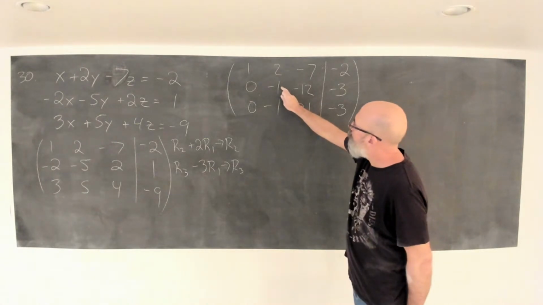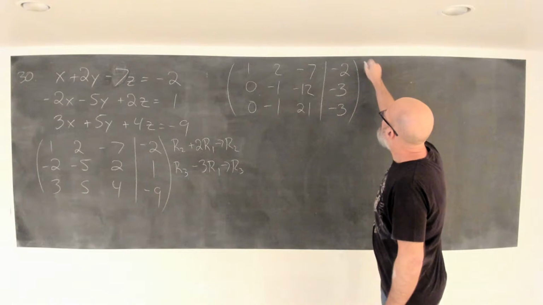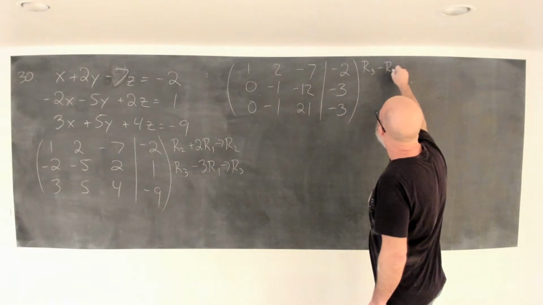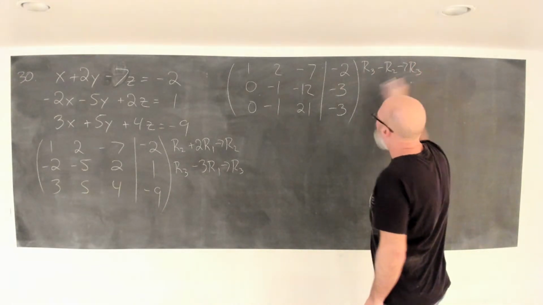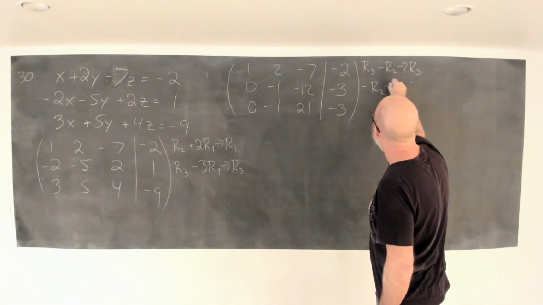Let me use this minus 1 to get rid of that minus 1, by saying row 3 minus row 2 for row 3. And then maybe changing that to a positive 1 by saying negative row 2 for row 2.